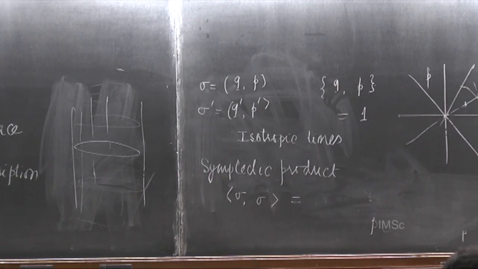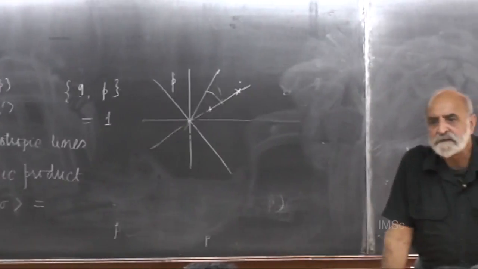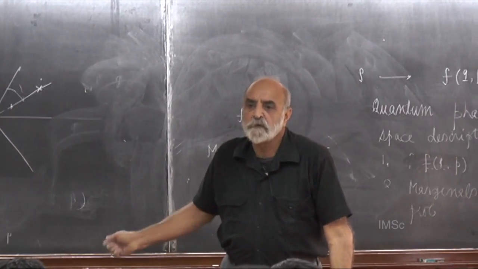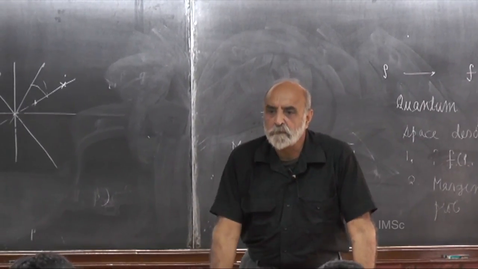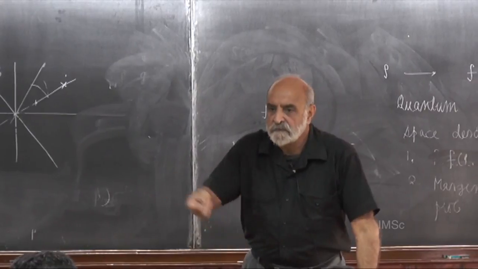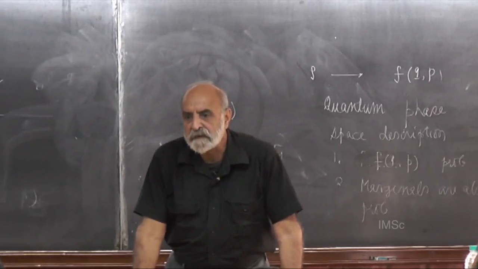Yeah, please. So under canonical transformation, will the symplectic product remain invariant? Yes. It will remain. The symplectic product, it leaves. That is important. The action of the SP group is a symplectic product. It leaves the symplectic product unchanged.